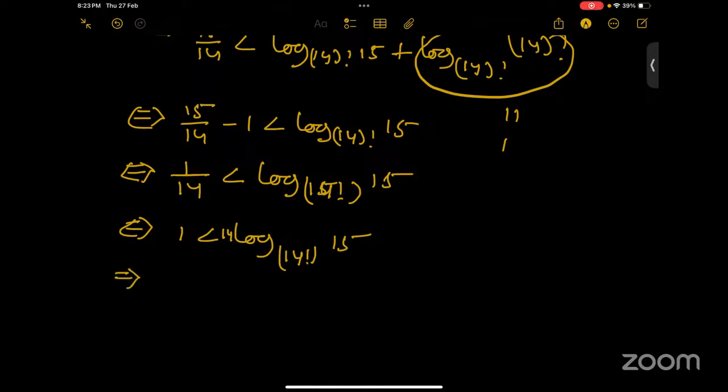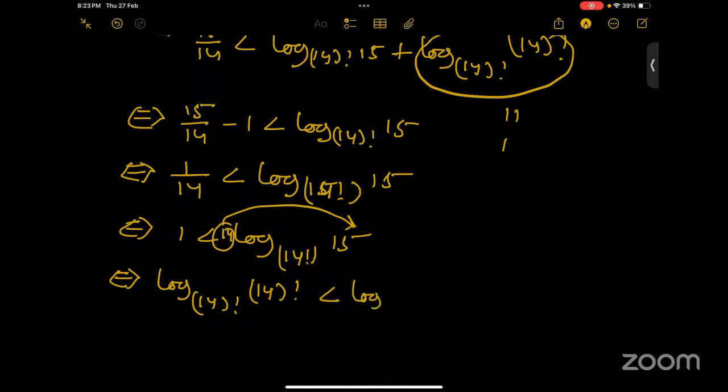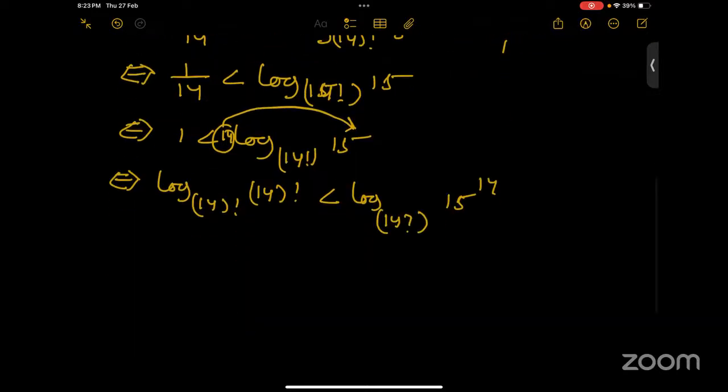Okay. So in the next line, we can write it as log. This 1 can be written as log 14 factorial of 14 factorial less than this 14. Again, we can take here. So we will get log 14 factorial 15 power 14, right? Then we can take this log 14 factorial from both sides. Then we will get 14 factorial is less than 15 power 14, right?